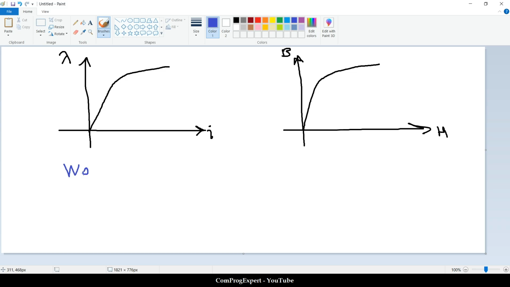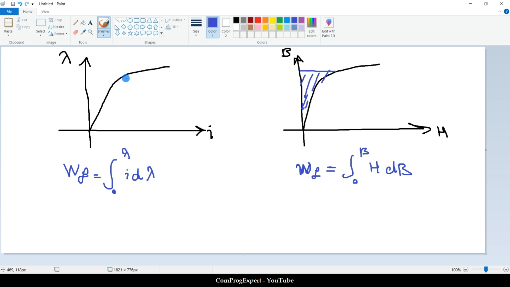The energy WF is defined as the integral of I d lambda from 0 to lambda, and here we should write w with a lowercase letter: the energy density is the integral from 0 to B of H dB. This area is energy, and this is energy density for this case. Units are very important.